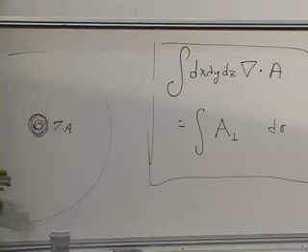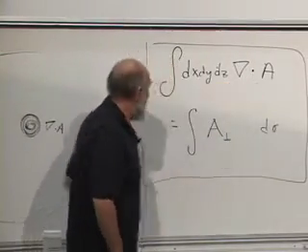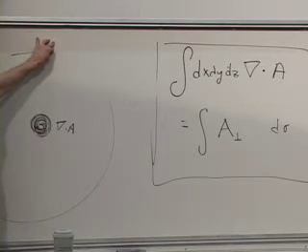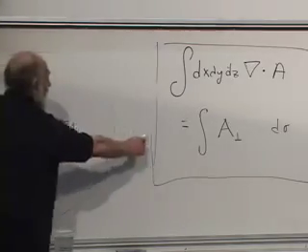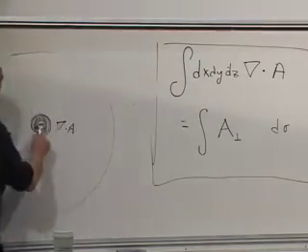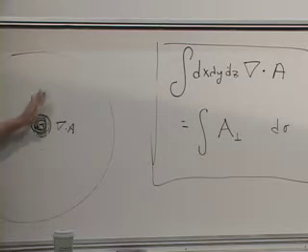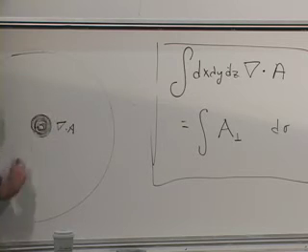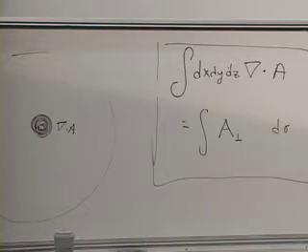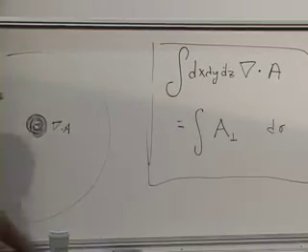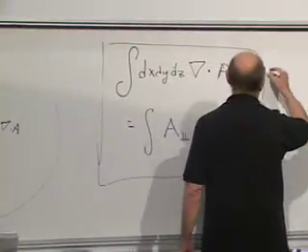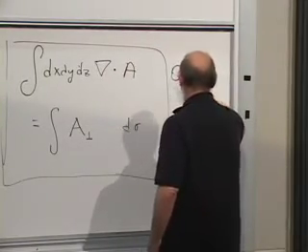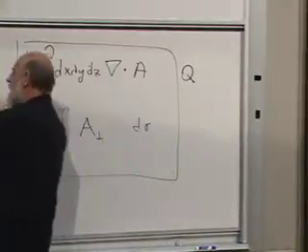Why? Because the integral over the divergence of A is entirely concentrated in this region here, and there's zero divergence on the outside. So first of all, the left-hand side is independent of the radius of this outer sphere as long as the radius of the outer sphere is bigger than this concentration of divergence here. So altogether it's a number. Let's call that number Q. That's the left-hand side, and it doesn't depend on the radius.